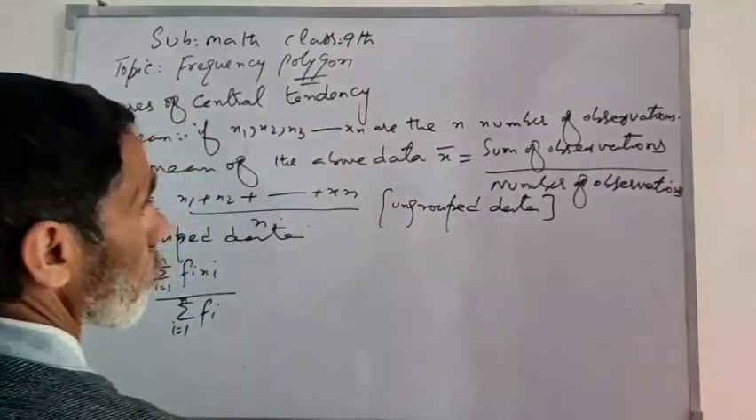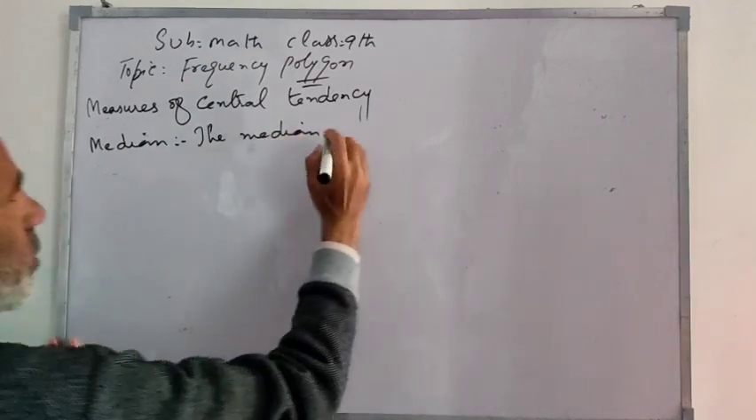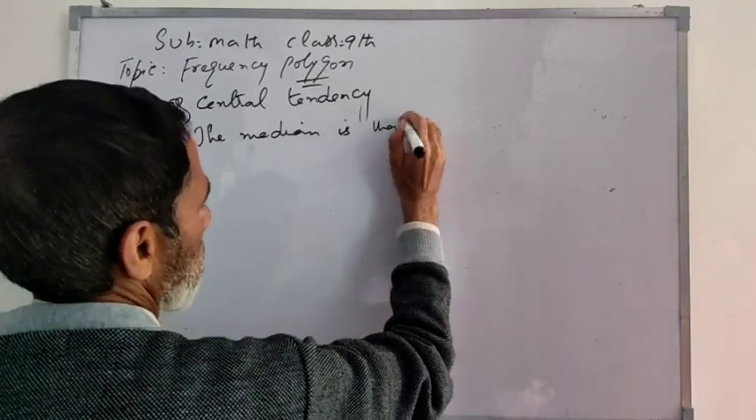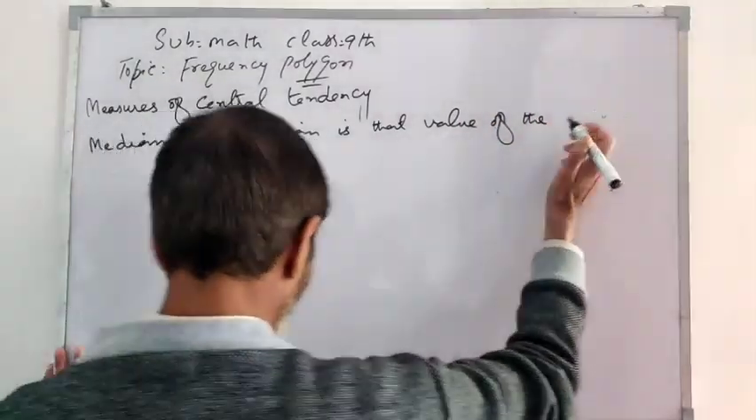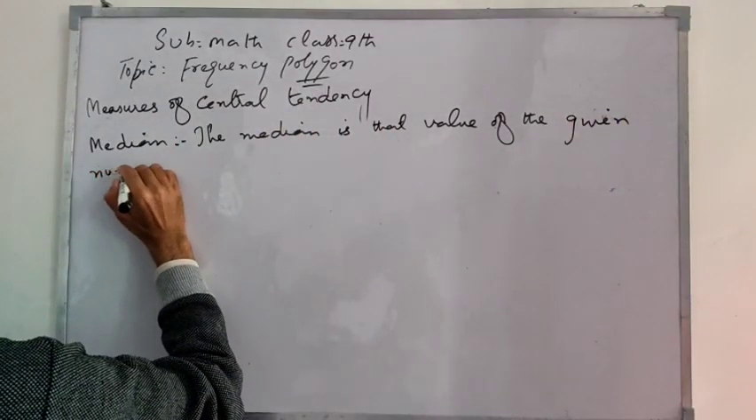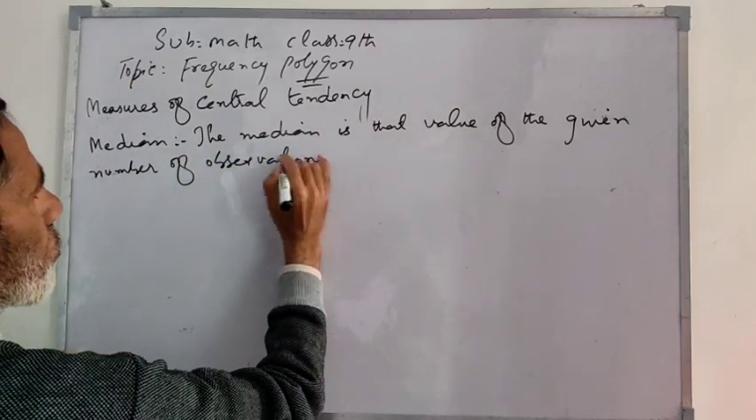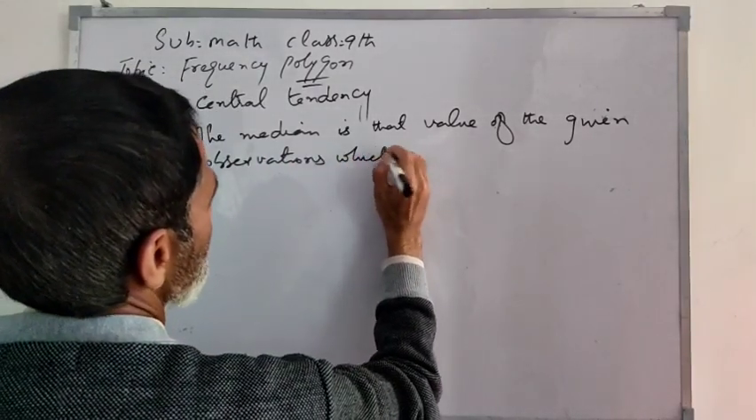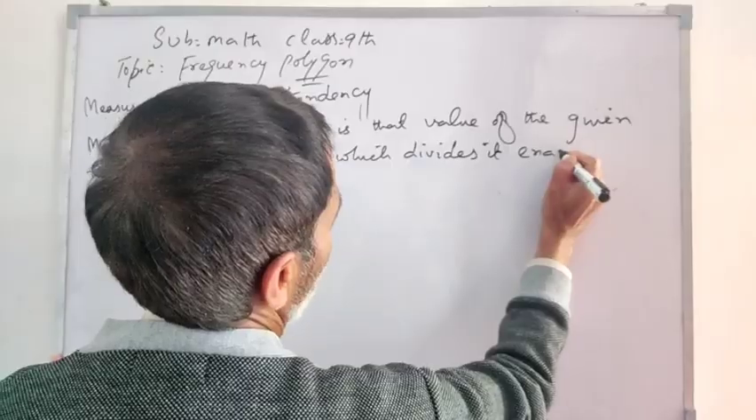After this, the median. Second is the median. The median is that value of the given number of observations which divides it exactly into two parts.